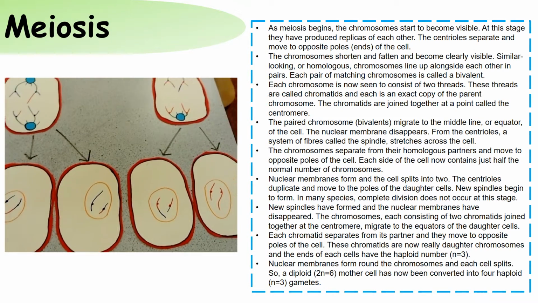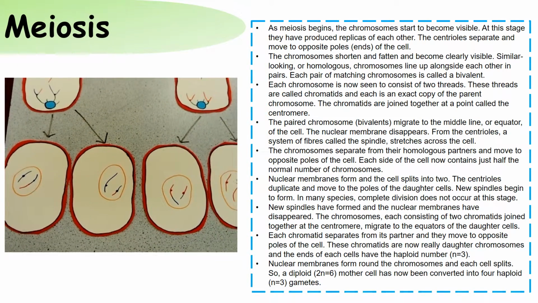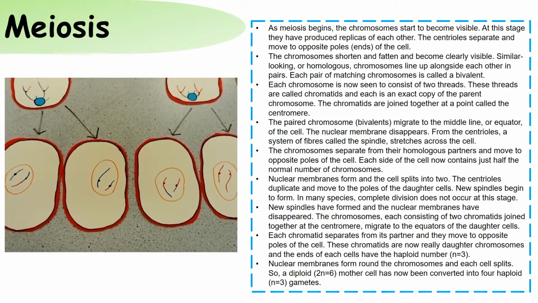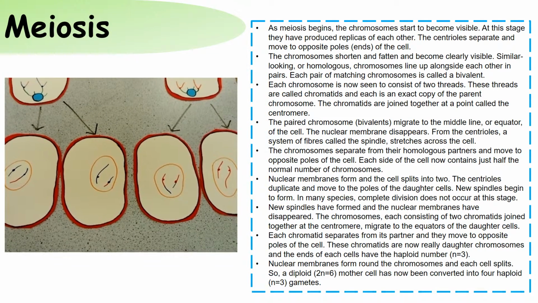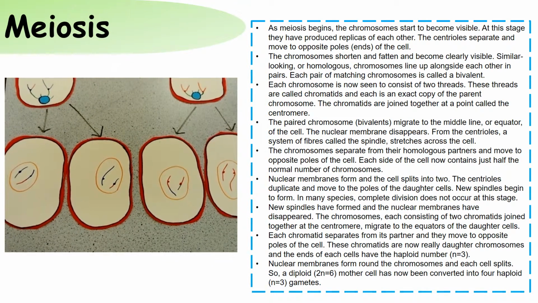Egg cell which is viable. A new nuclear membrane forms around the 23 chromosomes.